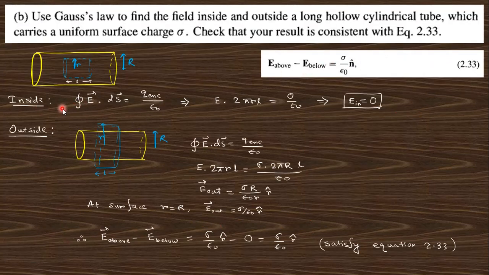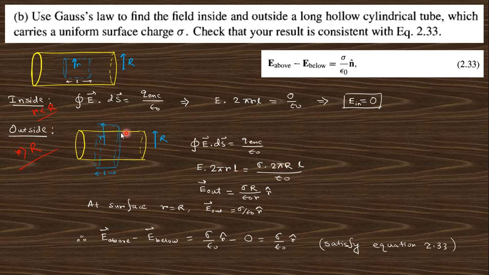Okay, so for the inside electric field, by Gauss's theorem, the integral of E dot ds equals charge enclosed by epsilon naught. Within this cylinder there is no charge, because the charge is on the surface of the cylinder, so Q enclosed will be 0, so the electric field within this cylinder will be 0. For the outer side, small r is greater than R, and this is small r is less than R. For small r greater than R, take a Gaussian cylinder with length l, so E into 2 pi r l equals sigma into 2 pi R l.